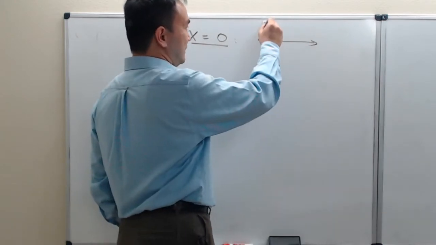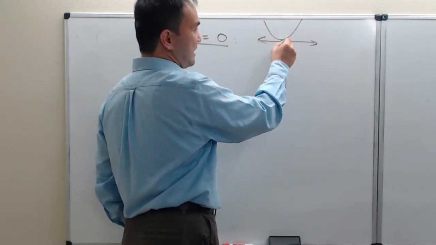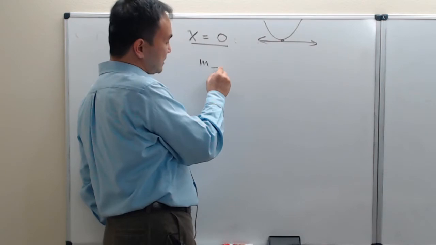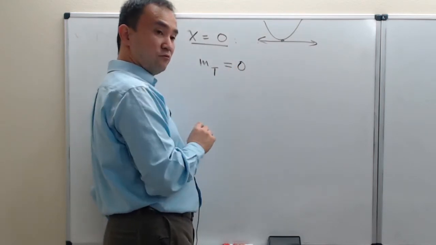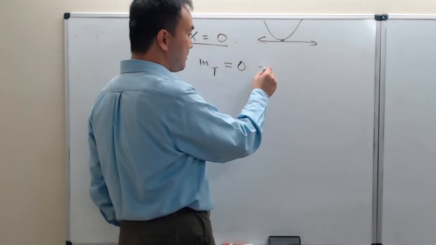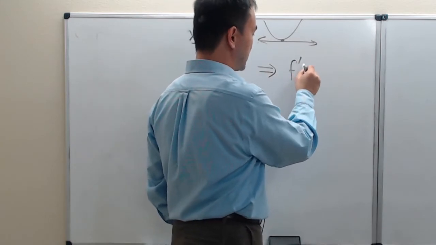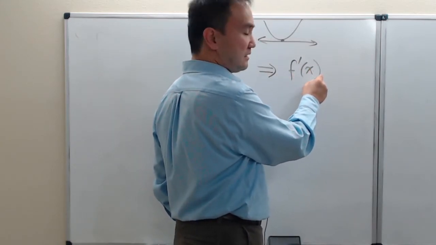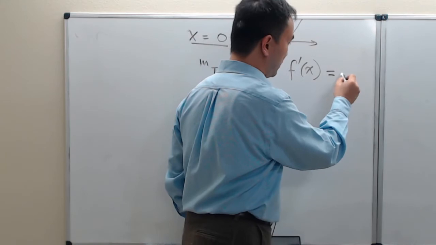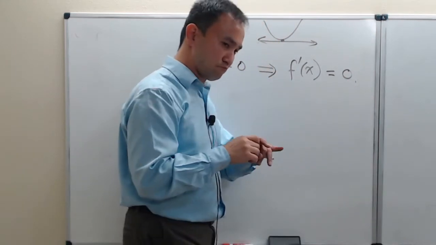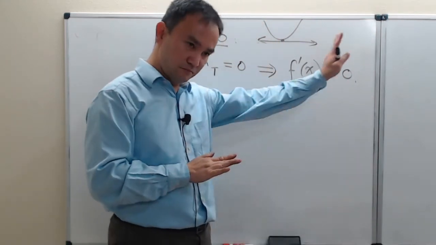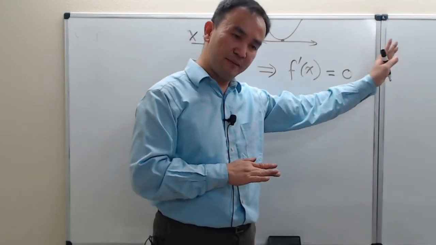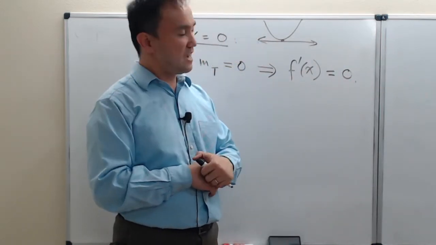And so having a horizontal tangent like that means the slope of the tangent line was equal to 0. We already knew that through algebra. And that means the derivative of the original function also equals 0. I'm showing that property specifically about this function f of x equals x squared.